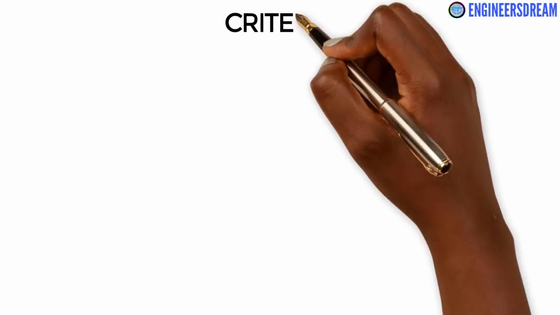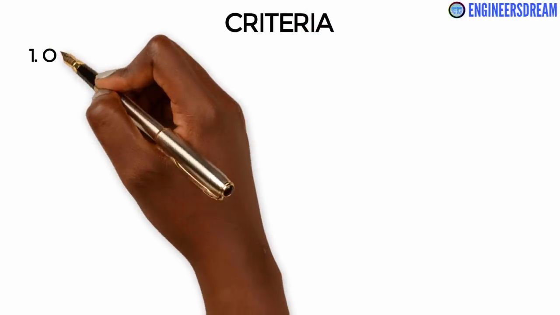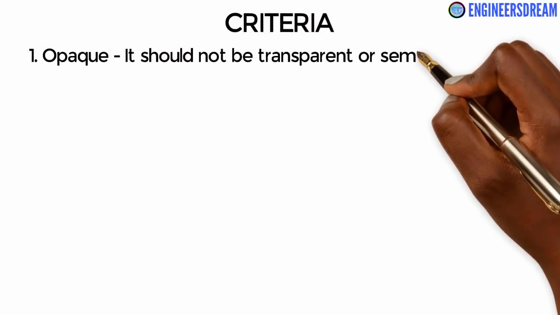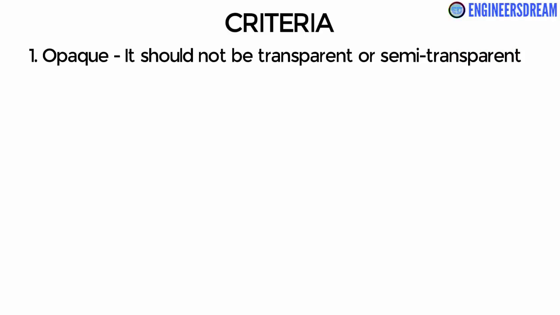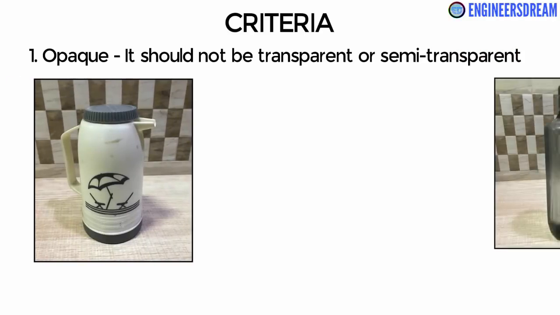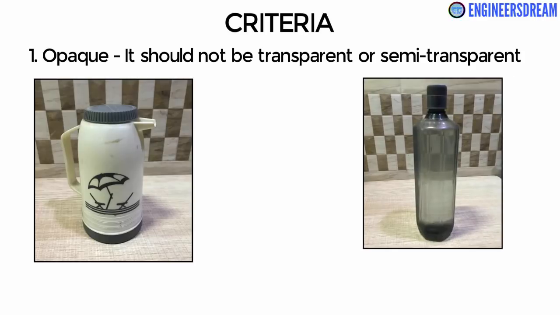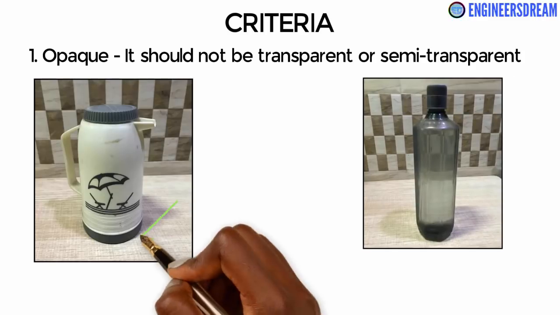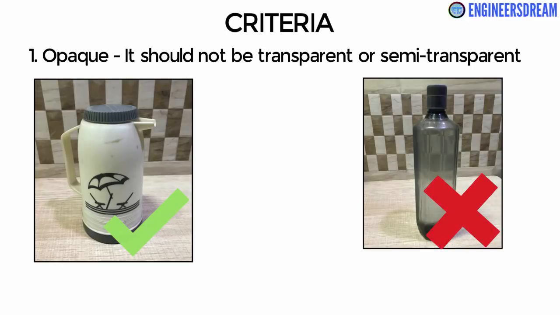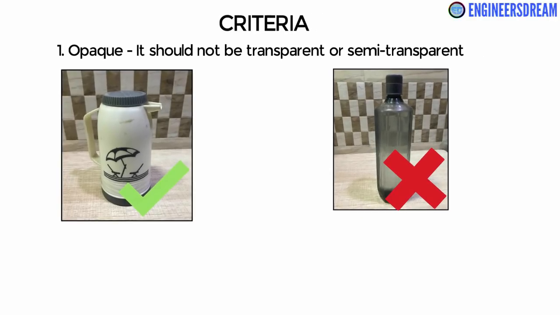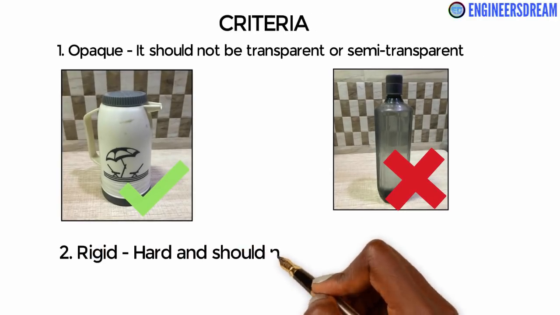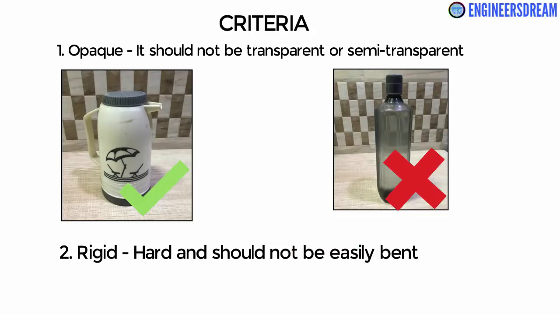Now, as per Vuforia's website, the 3D object that is used for object tracking should meet the following criteria. First, it should be opaque, that is, it should not be transparent or one should not be able to see through that object. For example, the bottle on the left is opaque as you cannot see through it. The bottle on the right is not opaque as we can easily see through it. The second criteria is that the object must be rigid, that is, the object must be hard and it should not be easily bent or forced out of shape.